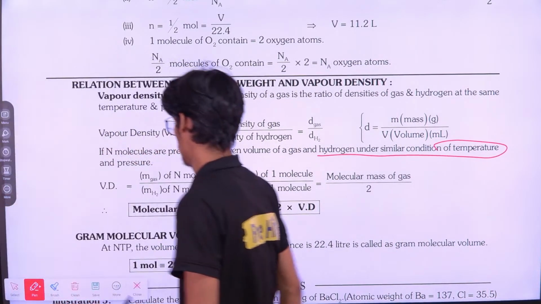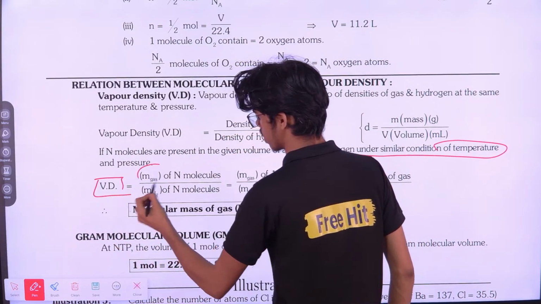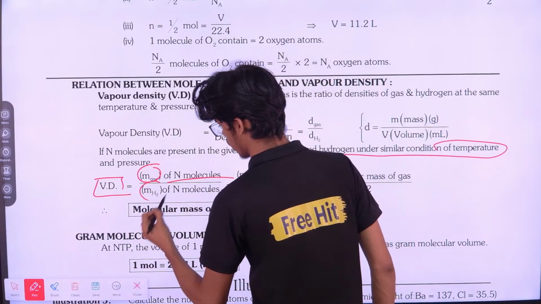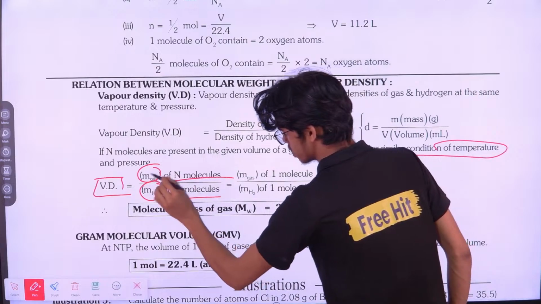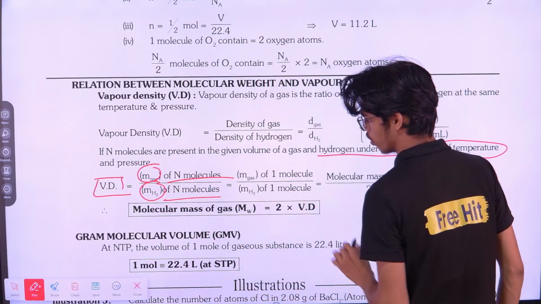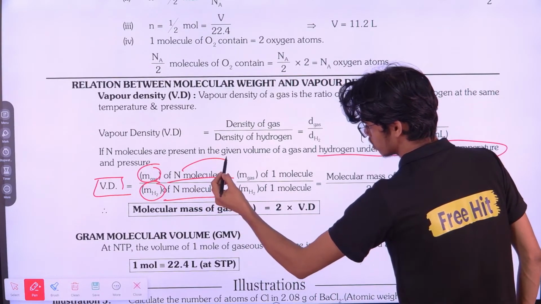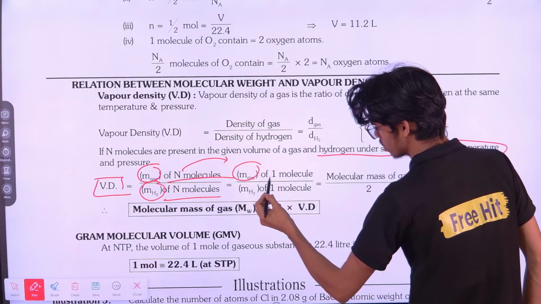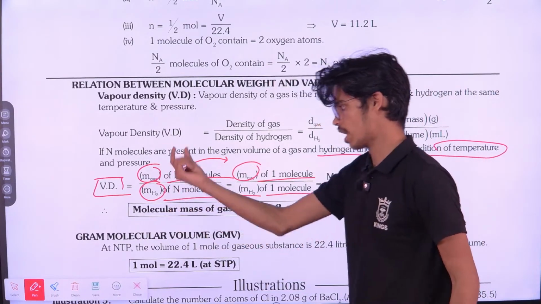Now, okay, so see at that point vapor density is equal to what? The mass of the gas of n molecules and mass of hydrogen of n molecules, got it? So now see, m is the gas of n molecules and mass of n molecules of the hydrogen. Now you can convert number of particles into mass, and then it will be mass of gas of one molecule and mass of hydrogen of one molecule, because the number of molecules are to be same.